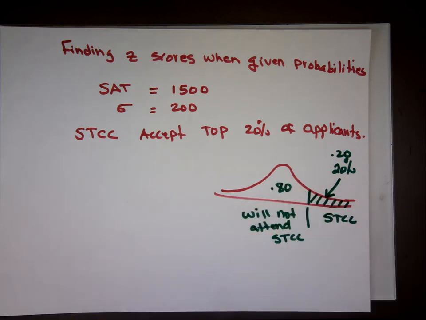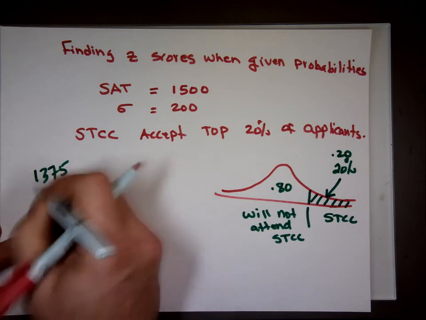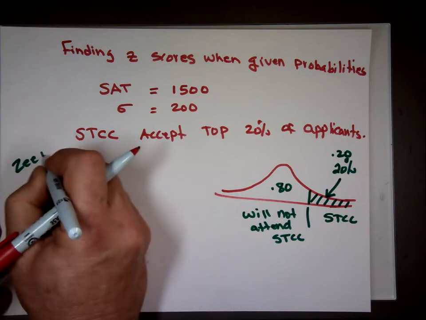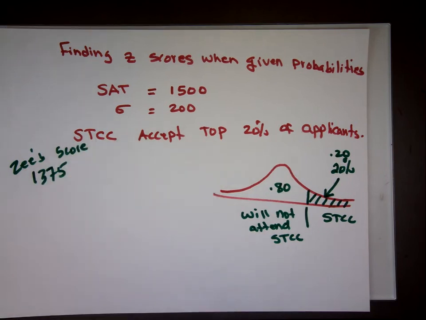I'm trying to find what SAT score will get me to STCC. I just took my SAT and I scored 1375. That's my score. Am I going to be going to STCC or not based on that score? I need to know. I can do the math here, work the problem backward, and see.